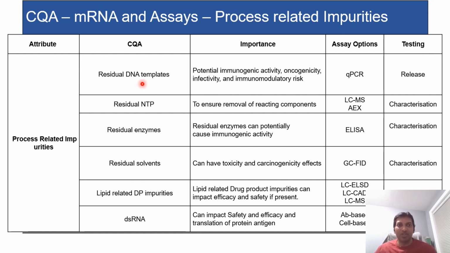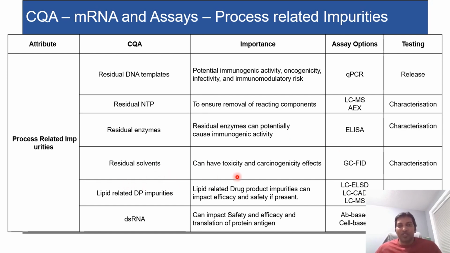For residual DNA templates, why don't you want to have them? High immunogenicity, oncogenicity, infectivity, and immunodilution can be caused. Normally a simple qPCR can be done, and it's a release assay. For dNTPs, excess dNTPs can normally be identified through an exchange, and it's a characterization assay. You just want to understand how much is removed. And residual enzymes, like your T7 transcriptases, used to convert the DNA into RNA, you can just use an ELISA and characterize it.